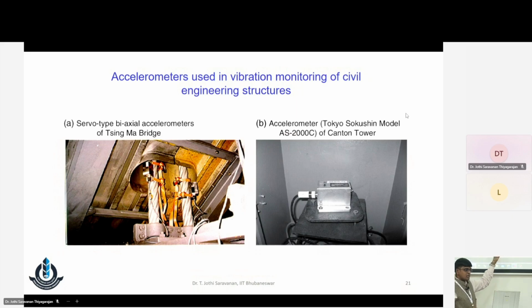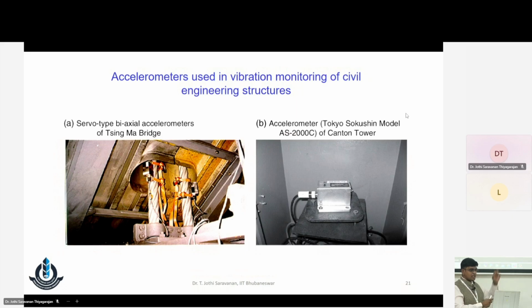So this is the installation of the sensors in the Shingma bridge. Do you know where the Shingma bridge is located? Hong Kong, China. I will show that case study. It's a very good case study, because it is one of the first bridges where more than 150 sensors have been installed and real-time monitoring is done. Of course, nowadays many people are doing it, but they did it even after opening the bridge to traffic. They carried out that monitoring.